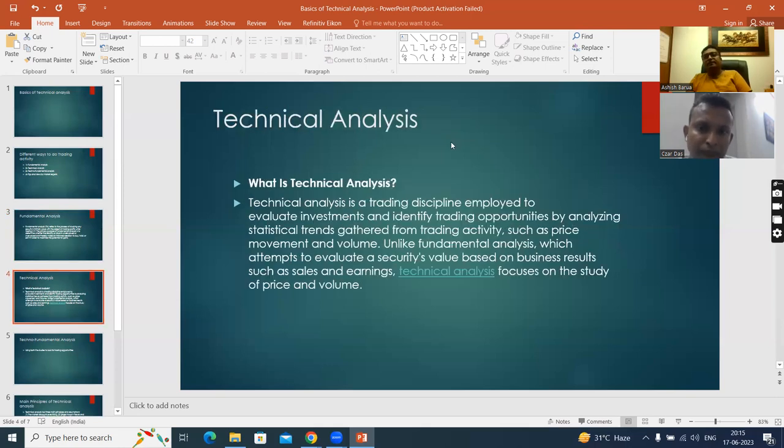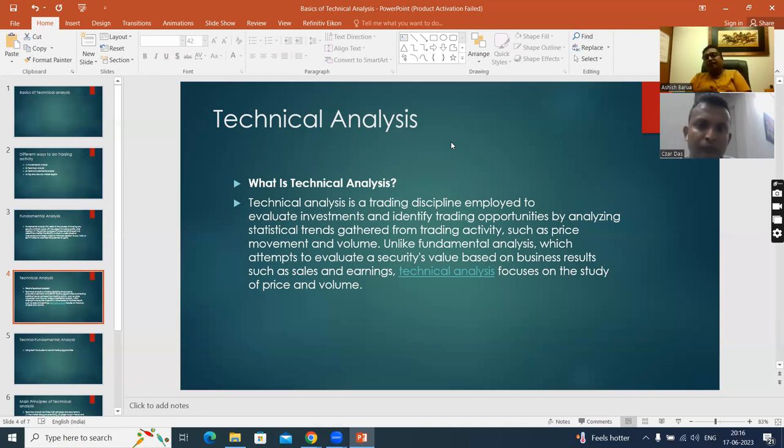Technical analysis means studying the price action, because it is assumed that price discounts everything. Whether a company is going to get a huge order, which may potentially increase the profitability of the company to a large extent, that can be captured with the help of technical analysis.